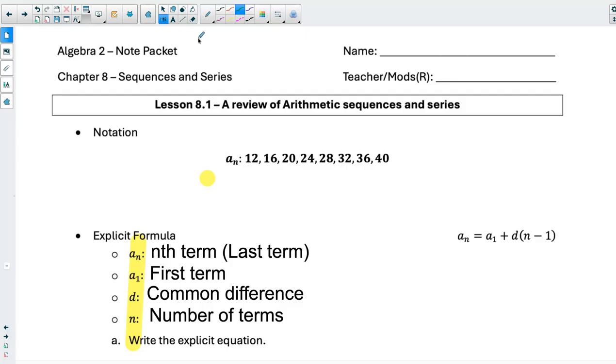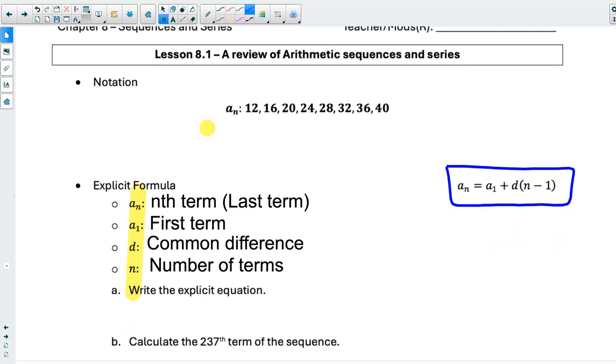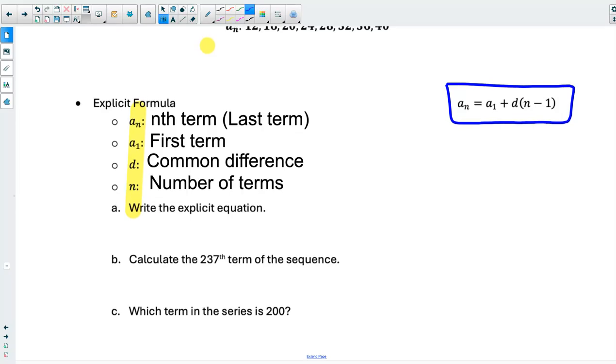Chapter 8 is all about sequences and series. The difference being what we have right here is a sequence. If I put a bunch of plus signs in between them, it becomes a series. So they're very, very similar. That is the main difference. We're going to just start by writing an explicit formula, which is right here. Now, you've seen that before again, but we're going to fill those pieces in and just make sure we hit home a few of the details that you need to know.